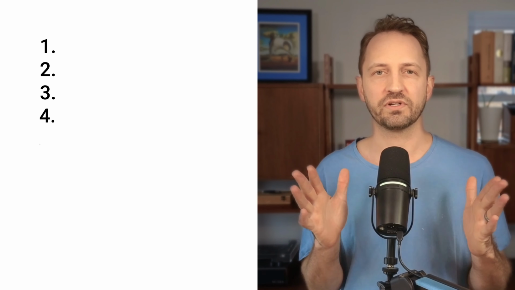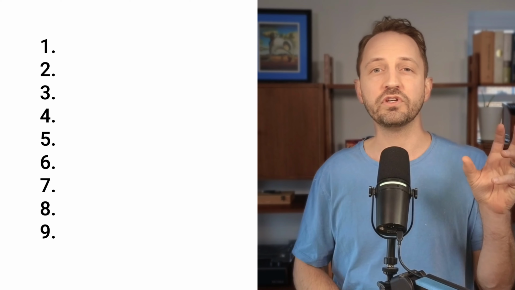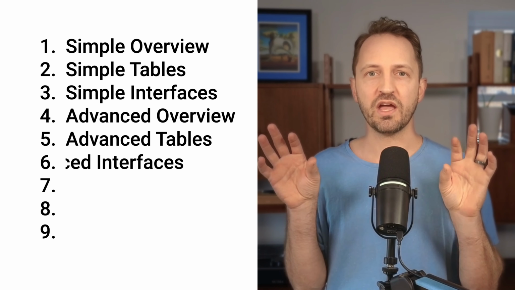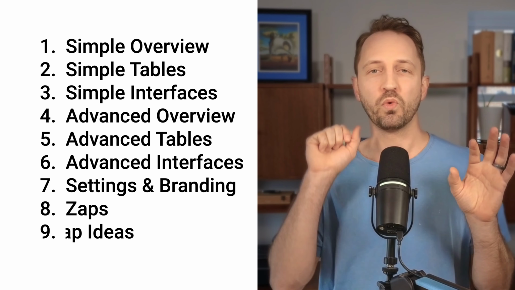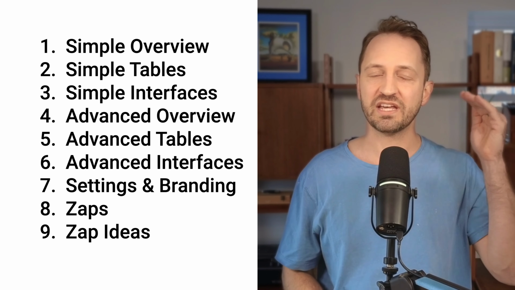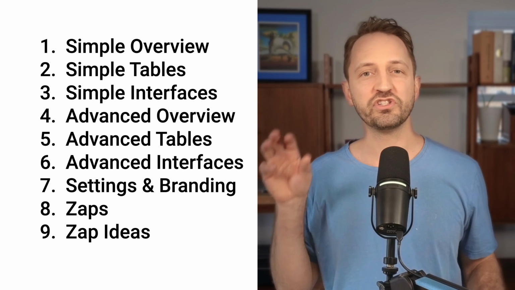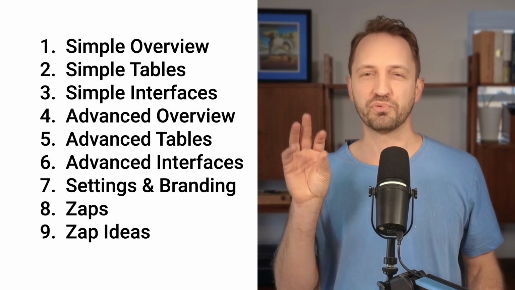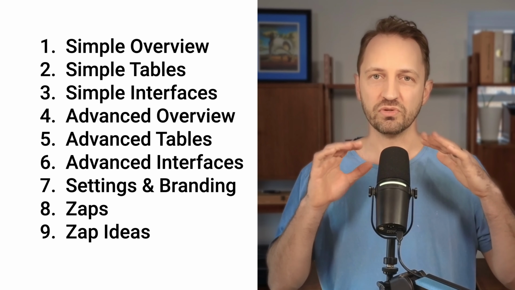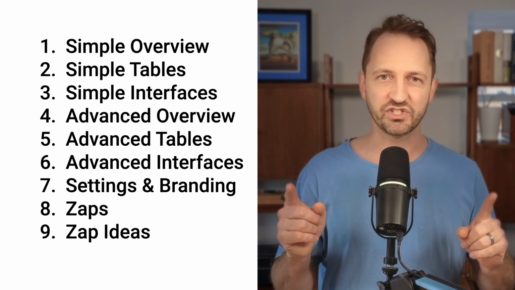So here's the plan. I've broken this out into 9 different sections. You'll get an overview of what we're building and then 2 different types of portals. One is a simple portal, one is an advanced. I'll get into that in a bit. For each one, we'll cover tables and interfaces. We'll go into the interface settings and branding, and then we'll look at zaps and zap ideas to tie it all together. All right, let's jump in.